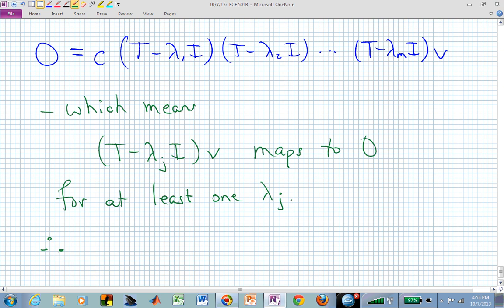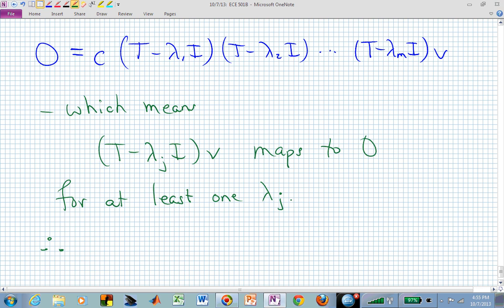But what does that mean? That means for at least one of these lambda sub j's, this T minus lambda sub j I has a non-trivial null space, which means that this gives us our eigenvalue eigenvector equation: Tv is equal to lambda sub j v for some j. That's what we want. We wanted an eigenvalue, if you remember where we even started. We were trying to show that for a linear operator on a finite dimensional complex vector space, we could get an eigenvalue, and that's what we've now just shown.